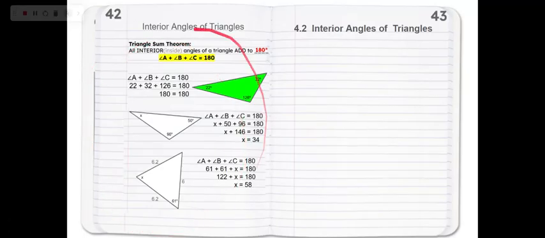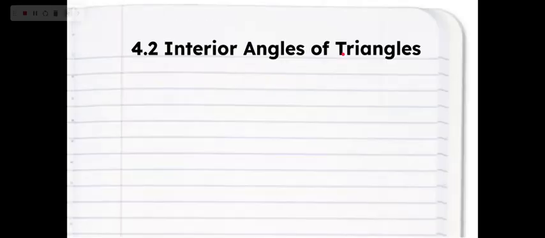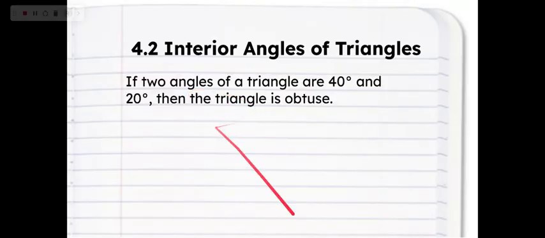This stuff you learned back in middle school, maybe even elementary, but let's step it up a little bit and let's put this in a proof. So on the right side, we're going to do just 2 more examples. If 2 angles of a triangle are 40 degrees and 20 degrees, then the triangle is obtuse. If you don't remember, this is called a conditional statement. It has an if and a then. It has a hypothesis and a conclusion. It has a cause and effect.